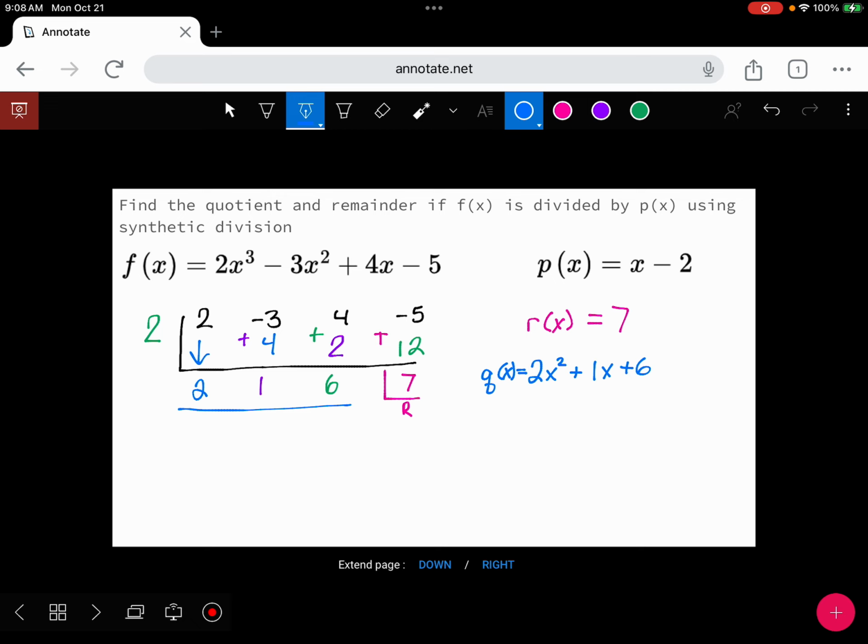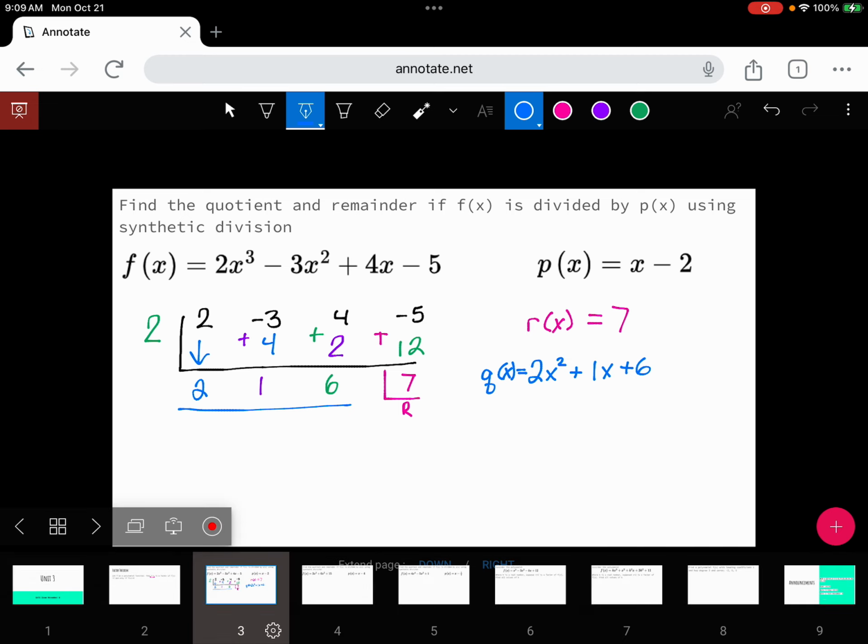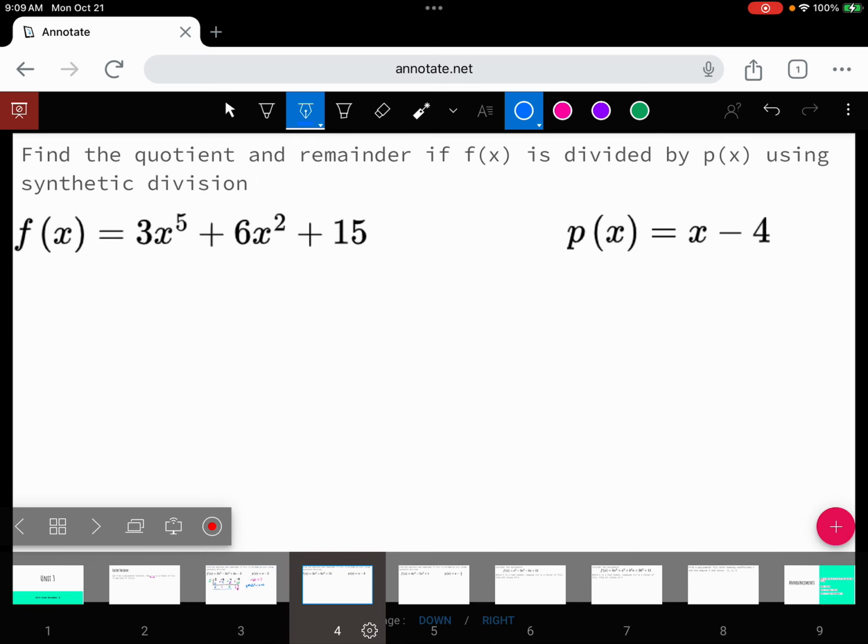Okay, questions on this one? We did these a lot on Friday, but I kind of will go through them again a little bit. Okay, let's do another one. Same thing. I want to know, is x minus 4 a factor of this? And we're going to figure out what our remainder is and what our quotient is if it's not a factor.